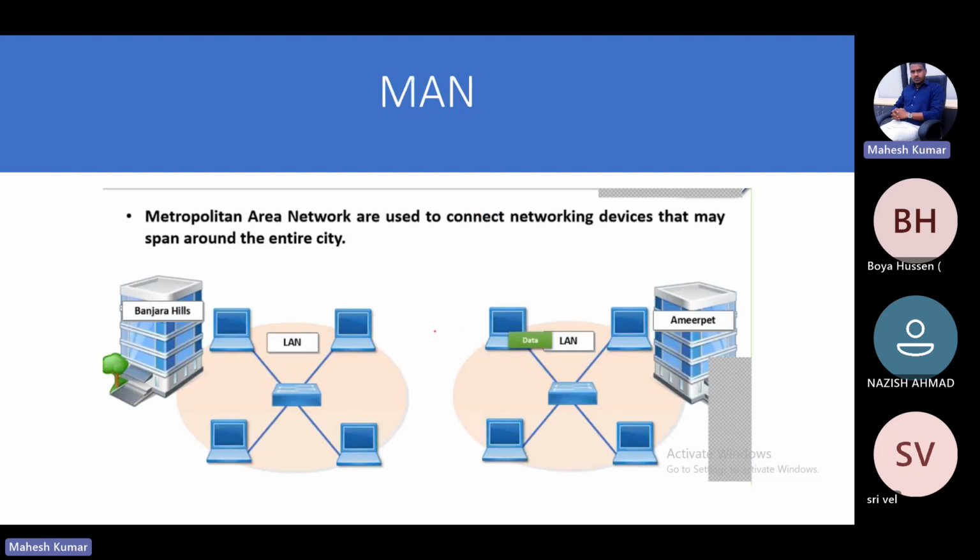At the same time, if you have two different locations in the same city, a metropolitan area network is used to connect networking devices that may span the entire city. Let's suppose in Hyderabad you have one branch in Banjara Hills and one branch in Ameerpet. You want to establish communication between both of them with the help of an ISP. So it will be called a MAN network. Clear?